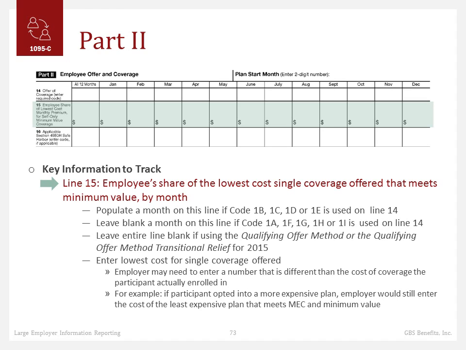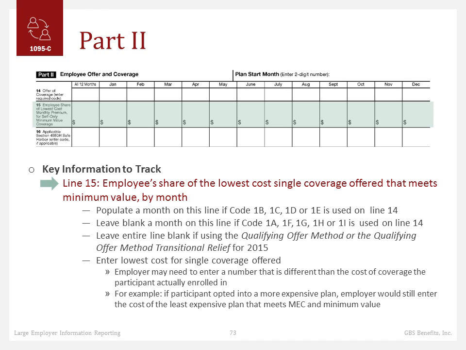So in other words, you can use 1A for individual months and then not have to fill out that individual line month for cost. But if you are using the actual alternative methods, one of these two that are listed here, you just leave the entire line blank. So you're going to enter the lowest cost for single coverage offered.